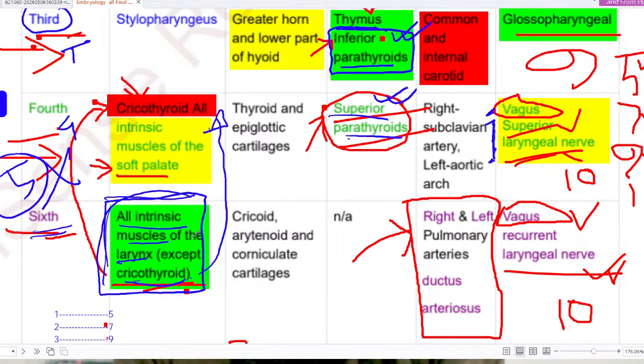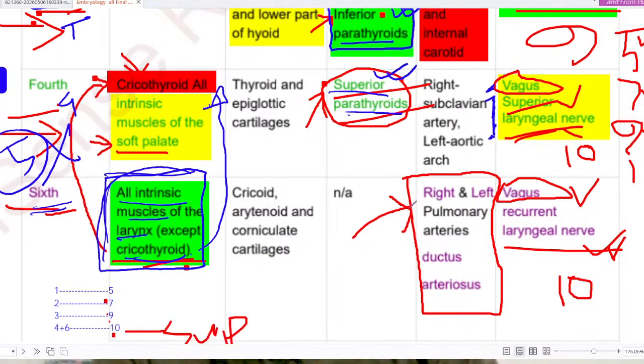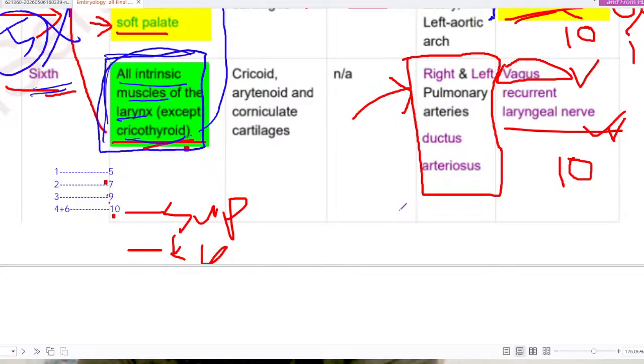So this is all. In summary, from the first arch we get V3 of the fifth, the trigeminal nerve, then second the facial nerve, the seventh, glossopharyngeal from the third, and vagus from both the fourth and sixth.